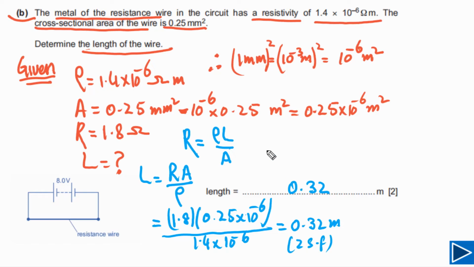And this question has 2 marks. You will get the first mark, the C mark, if you have used the right formula. And the second mark you will get if you have got the right answer. I mean, if you got the right answer, you will get 2 marks.